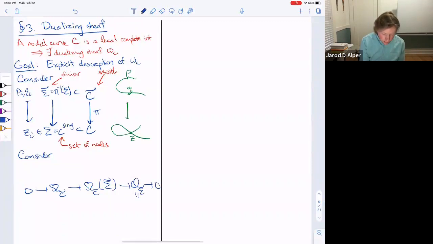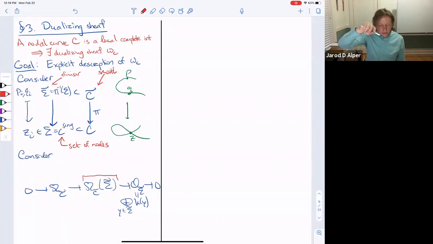And we can write this as just the direct sum of all points y in sigma tilde of the residue field of y. And we can think about this twist, note that you're twisting by a divisor. So if you take this twist, omega c tilde twisted by sigma tilde, and restrict it to the complement of sigma tilde, then it's isomorphic to omega c.